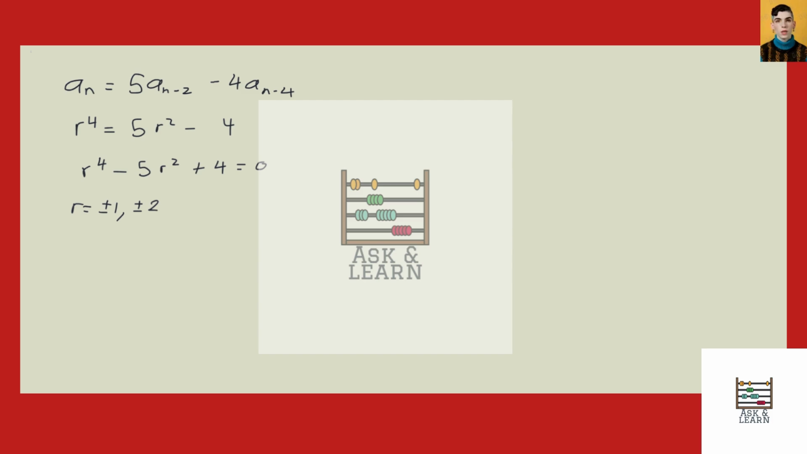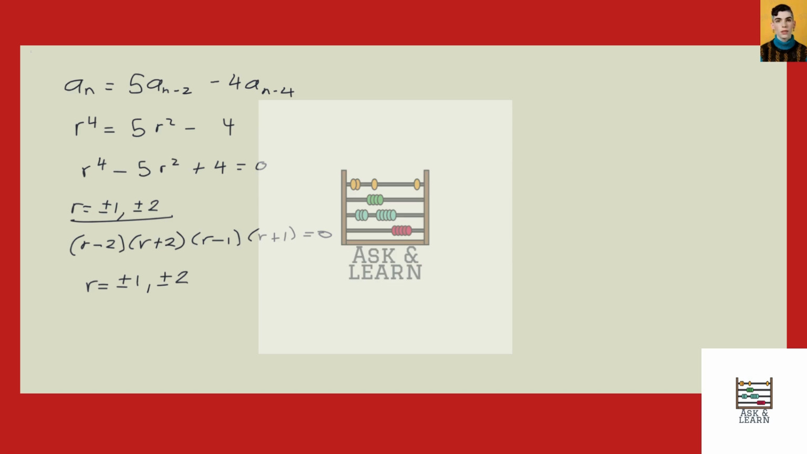So you can factorize this as (r minus 2)(r plus 2)(r minus 1)(r plus 1) equals 0. And so your roots are basically these ones up here: r equals plus or minus 1, plus or minus 2.